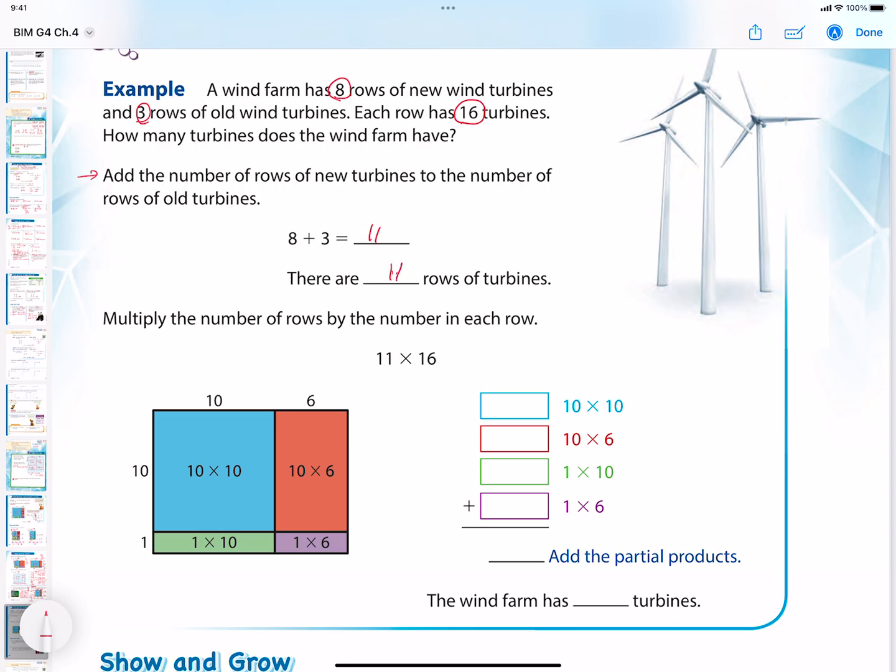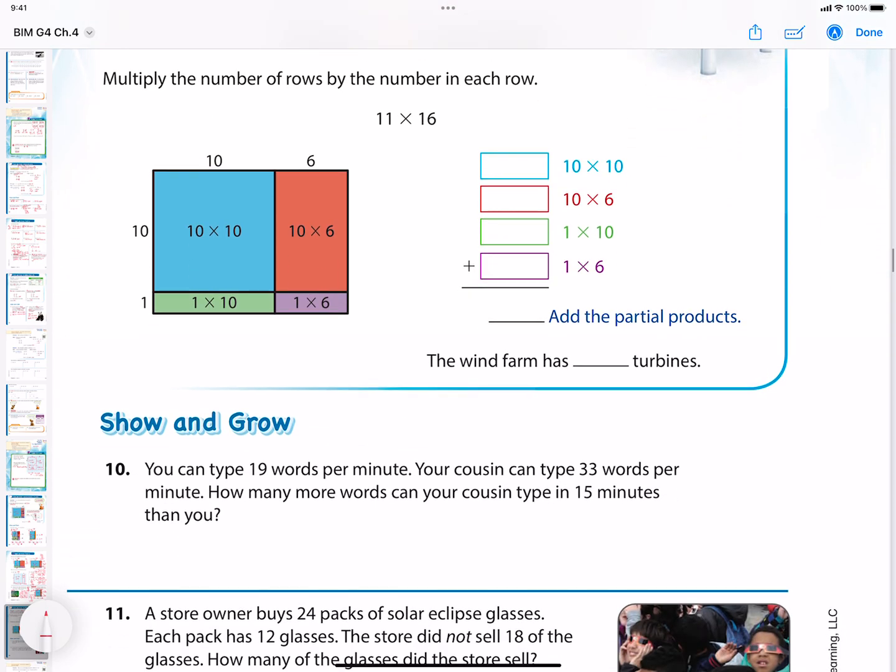Now multiply the number of rows by the number in each row. Each row has how many turbines? 16. Now 11 times 16. They're very kind. They gave us all things that we need to do, right?